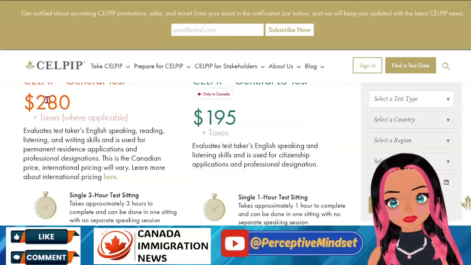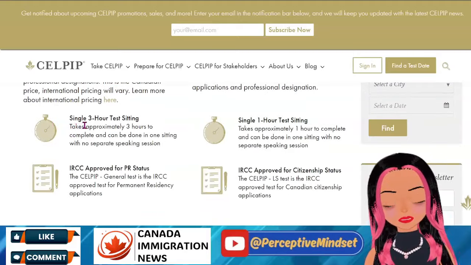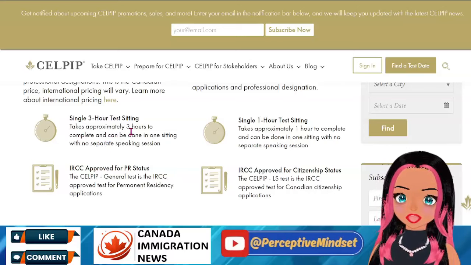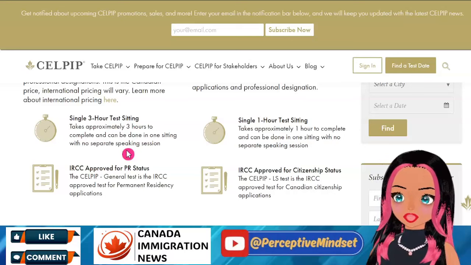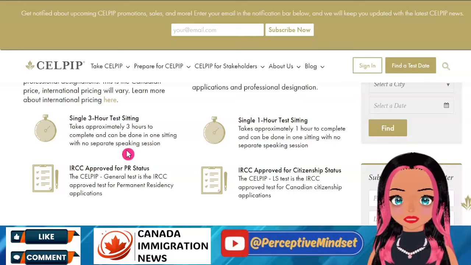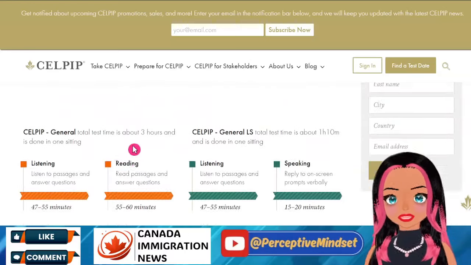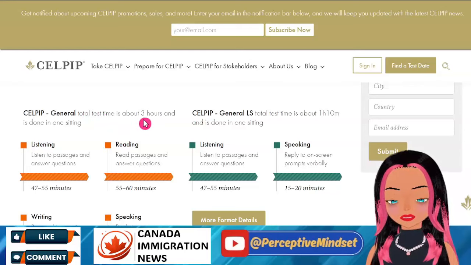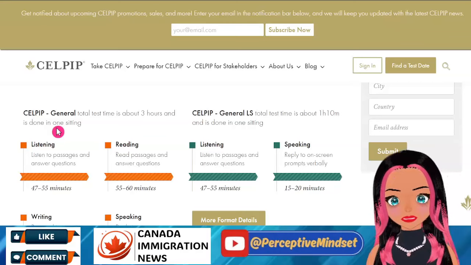Now, for this one, it can be from 3 hours to 3 hours and 30 minutes to complete the entire test, because it has to be done in one sitting and there is no separation, you just keep moving through. And let me show you right here. So this is it for the general test. It's done in about 3 hours, 3 hours and 15 to 30 minutes.